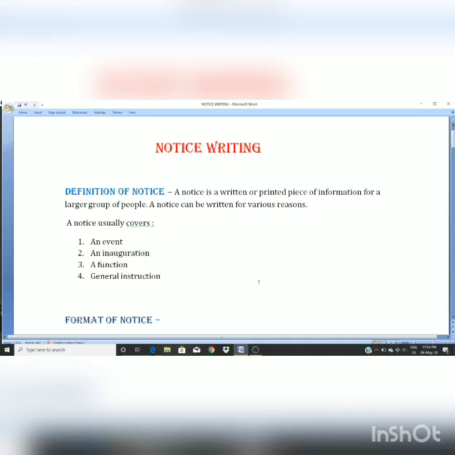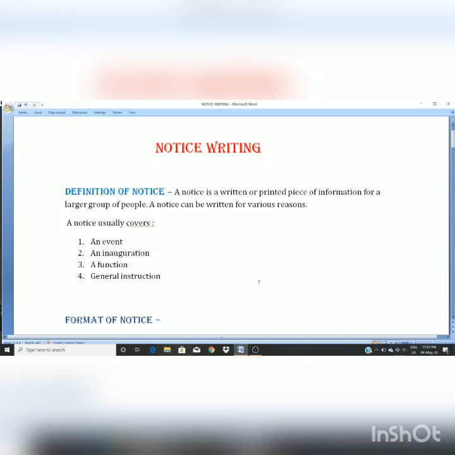A notice is basically important information that is written for a larger group of people. Suppose you want to convey a message to 45 students, how will you convey it? Will you go separately, individually to each and every one and give the message? That will be quite a difficult task for you. So instead of going individually to everyone, we can draft a notice and put it on the notice board of the school.